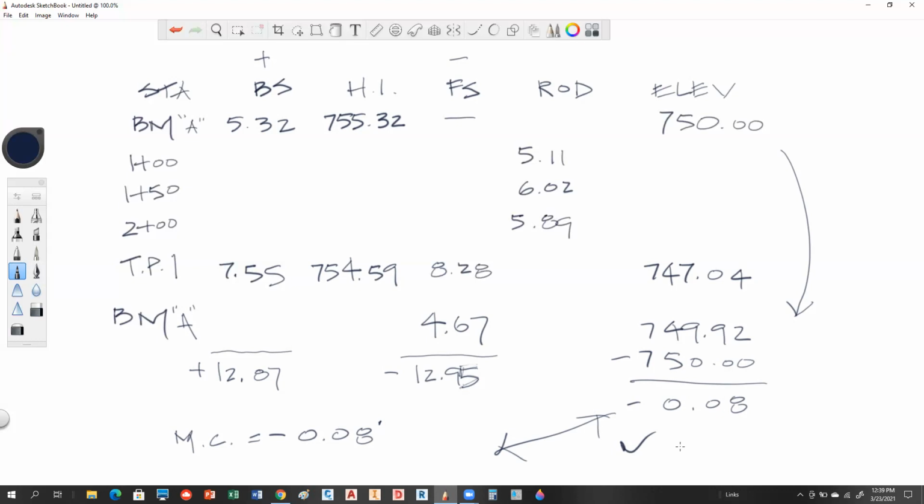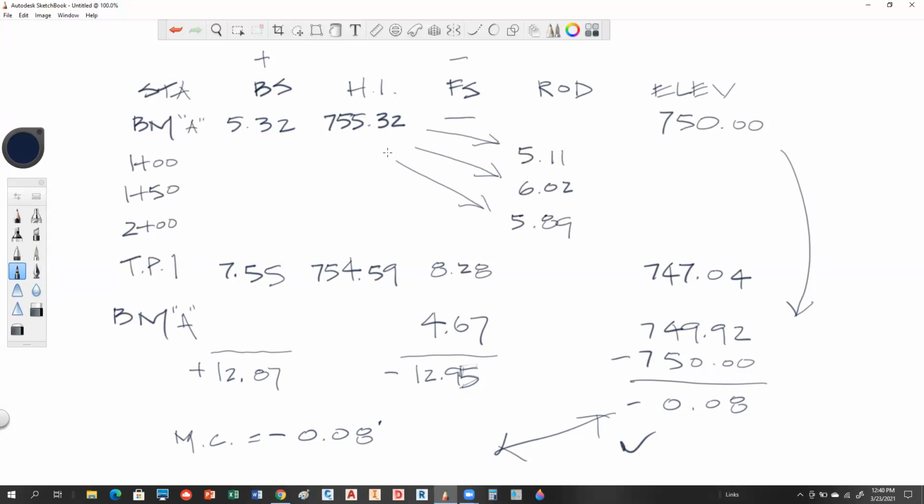Yep. All right. So now what do we do for our rod shots? And this is where people get screwed up all the time. You subtract them from your HI. From which HI? The first BMA. Yeah, the HI they're coming from, right? So what this is saying is, when you were sitting here, you shot a rod, and then you shot another rod, and you shot another rod. They're all coming from that same HI.